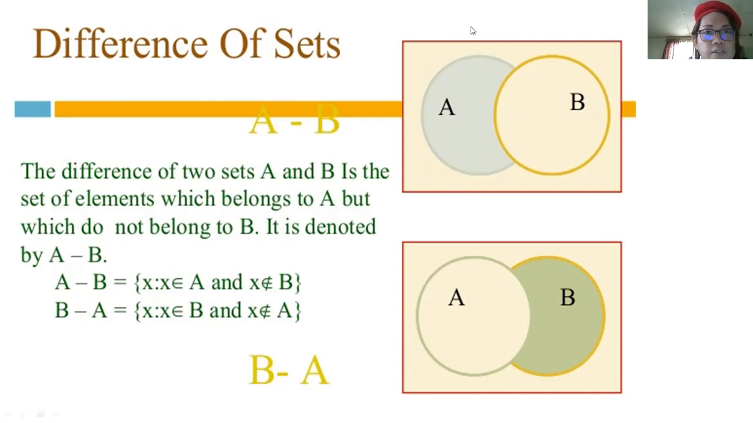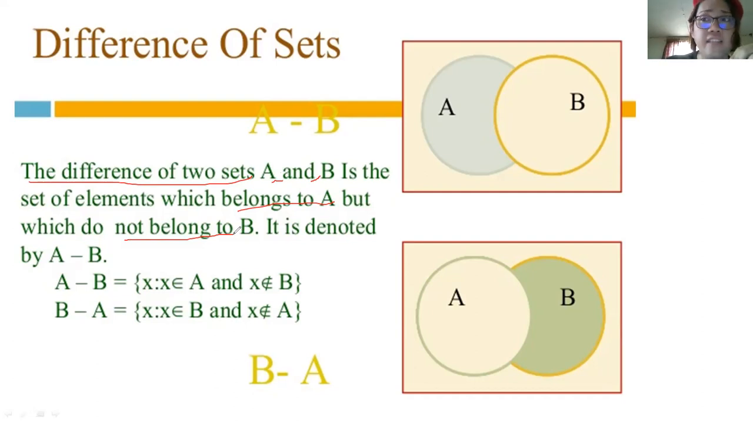So let's start. When we say A minus B, or the difference of two sets, I'll highlight: the difference of two sets A and B is the set of elements which belong to A, but which do not belong to B. It's in A, but not in B. That's the meaning of the difference of two sets.